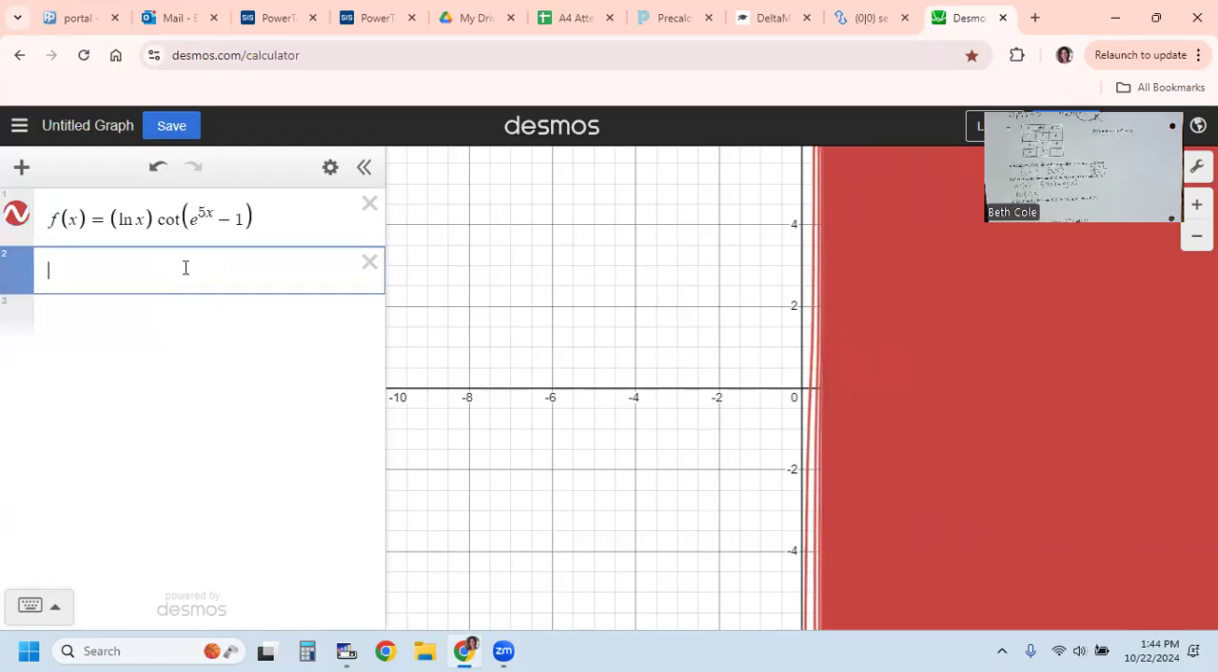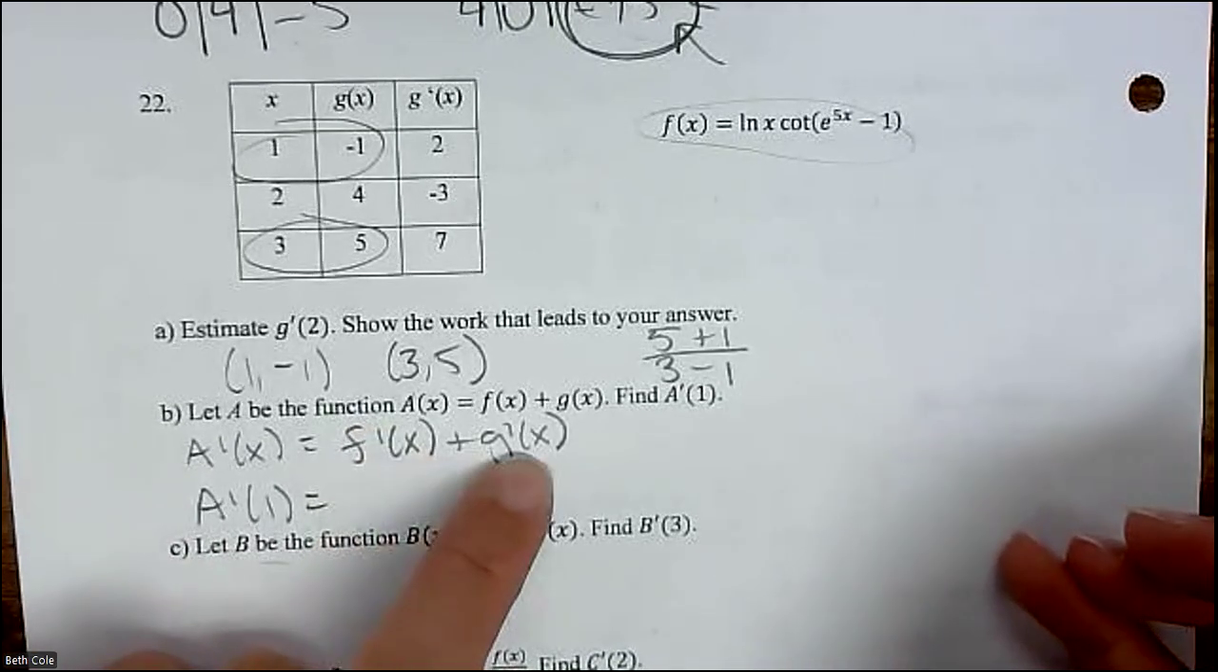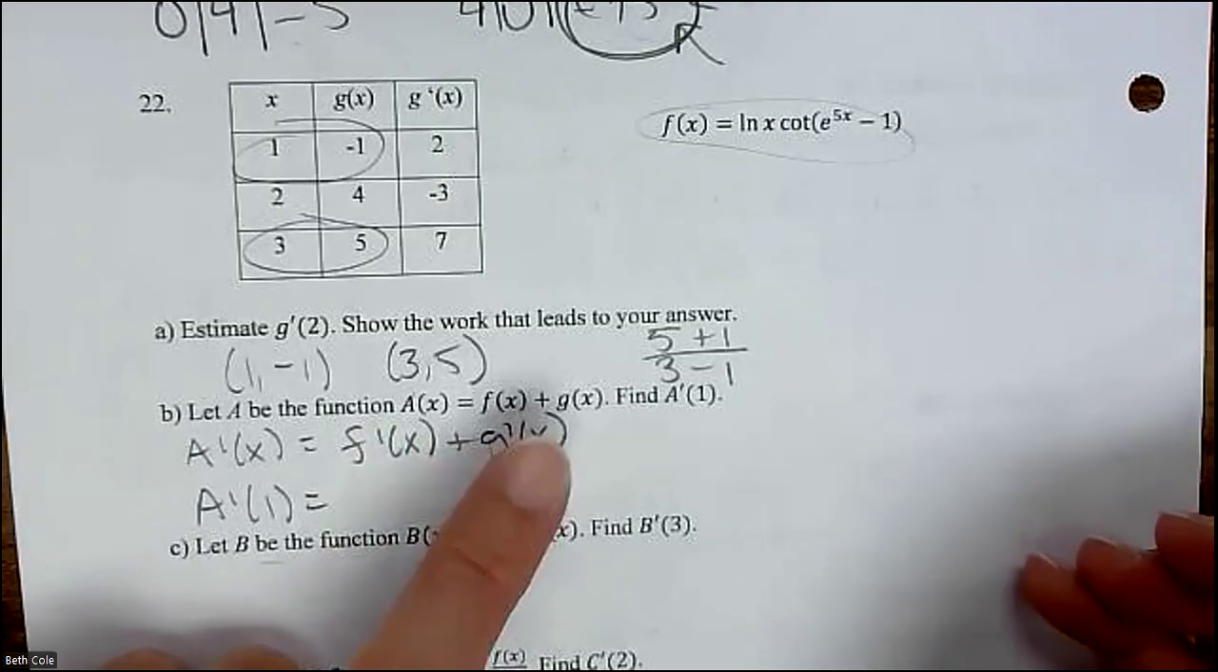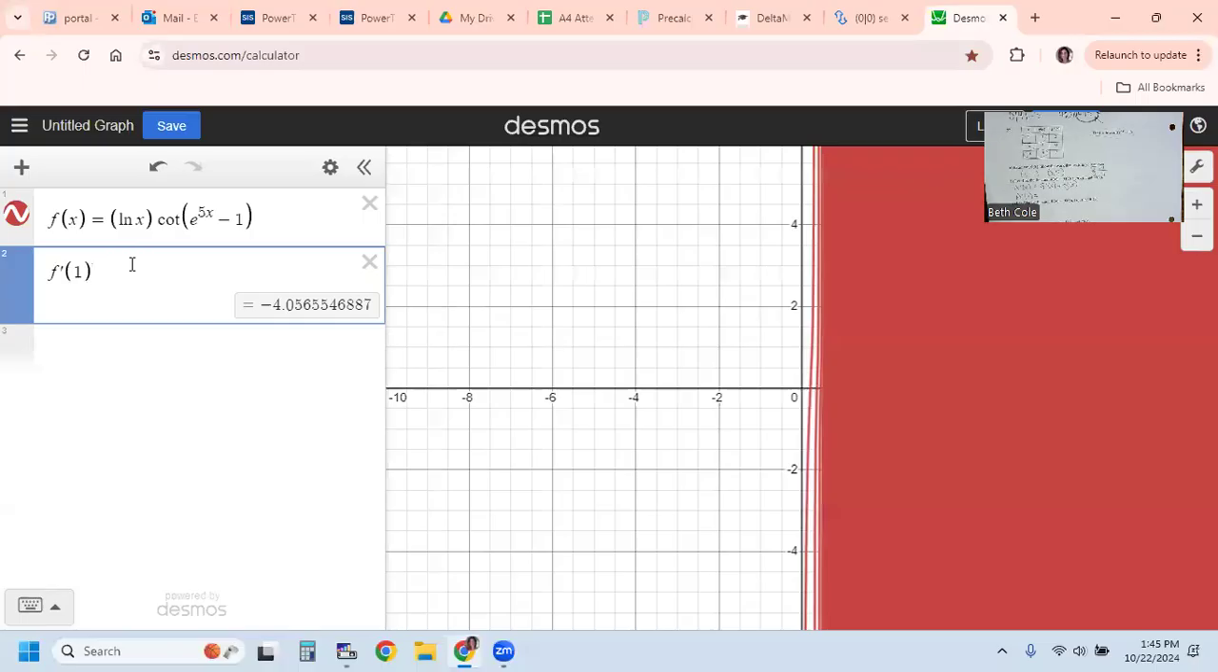All right, come down here and we want to do f prime. It's just an apostrophe. And what did we want to plug in? 1. Did everyone get that? Negative 4.056. Okay, now hold on a second, not done. That's this part. We want to add g prime. Look at your table. What is g prime of 1? 2. So on your calculator, you need to put plus 2.